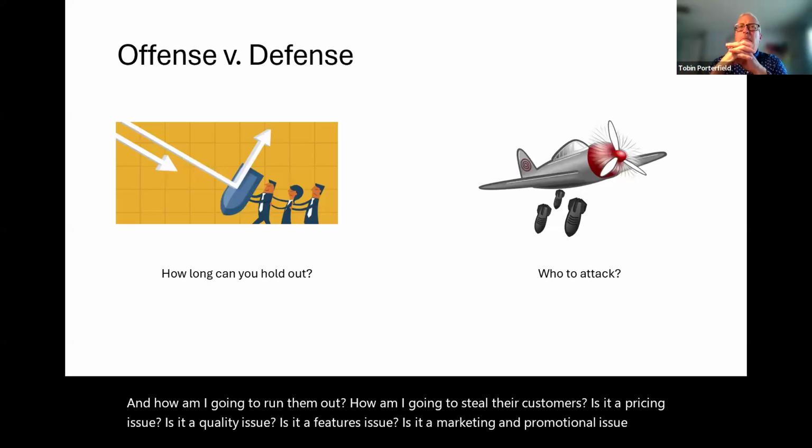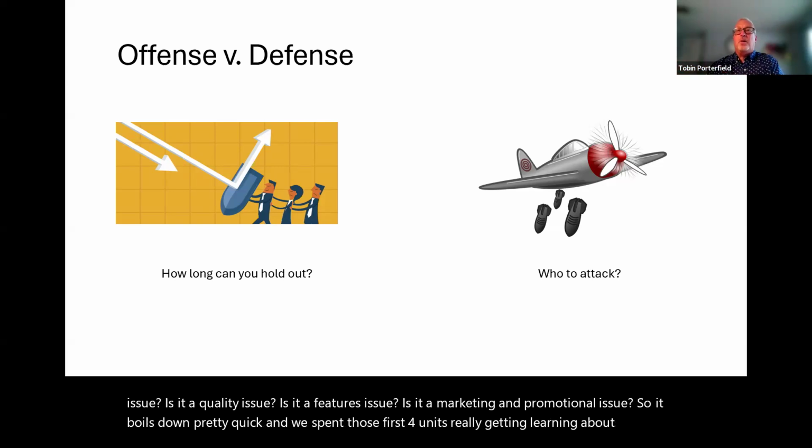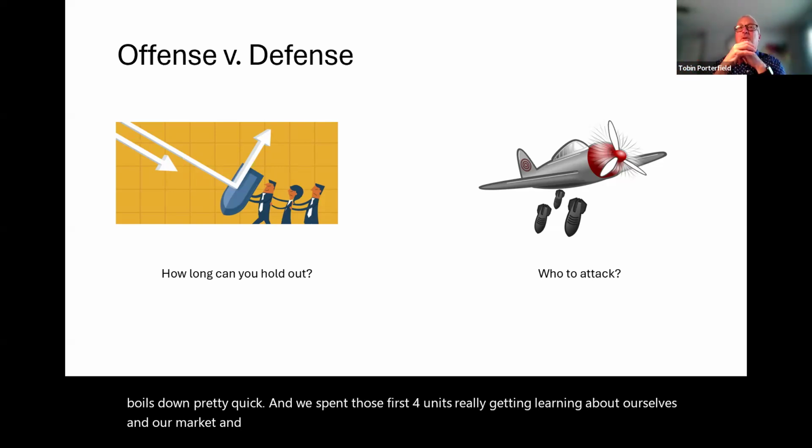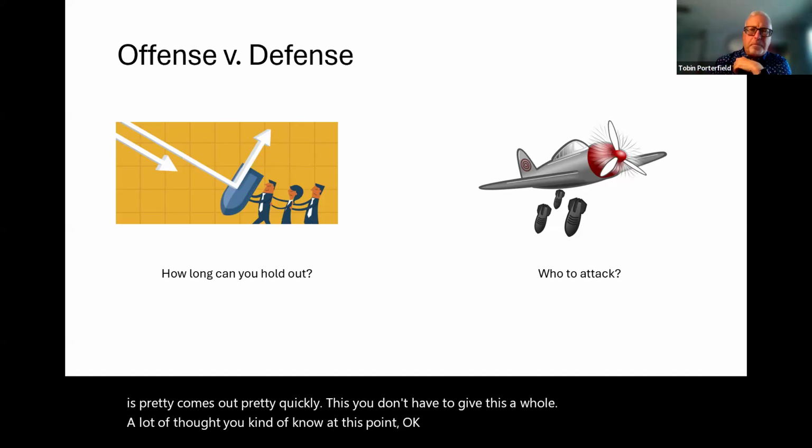So it boils down pretty quickly. We spent those first four units really learning about ourselves, our market, our competitors, and what's going on. And so where we move in the space comes out pretty quickly. You don't have to give this a whole lot of thought. You kind of know at this point, okay, here's what we're going to do.